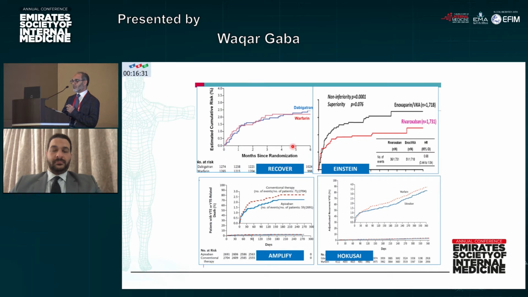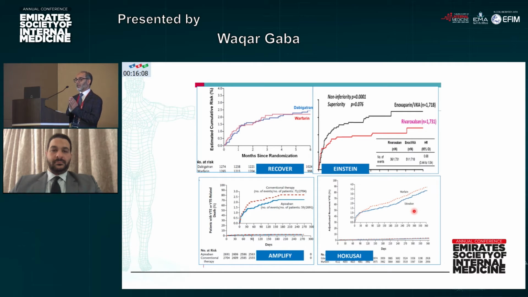So this is the RE-COVER trial, you can see for dabigatran versus warfarin. You have the EINSTEIN trial, where enoxaparin versus rivaroxaban. You have the AMPLIFY trial, where apixaban was compared, and edoxaban versus warfarin. And the major idea is that they're all not superior. They are non-inferior to warfarin. So when one of the choices was superior, this is not superior in terms of recurrent VTE risk.